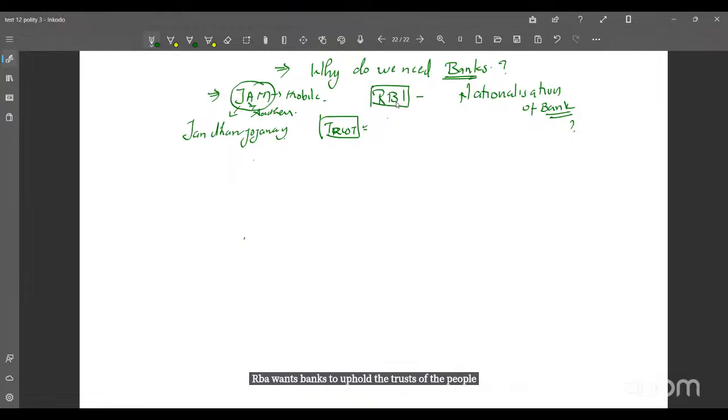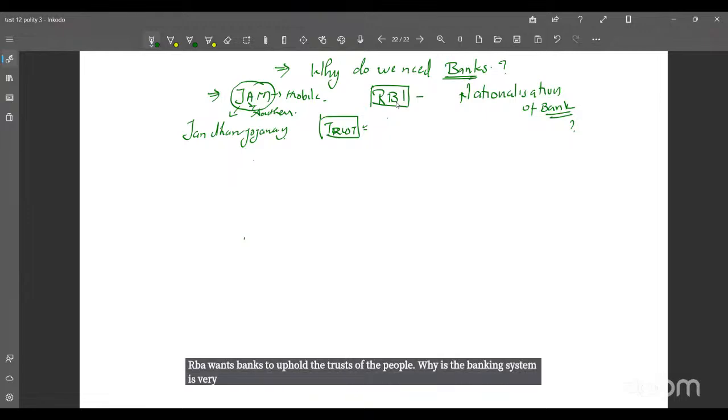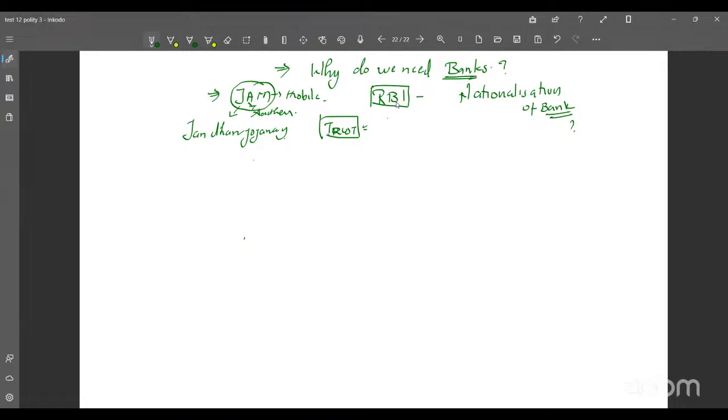Why is the banking system very important when it comes to the economy? What is the role of the bank? Why is the bank so important? See, I'll give you an example.